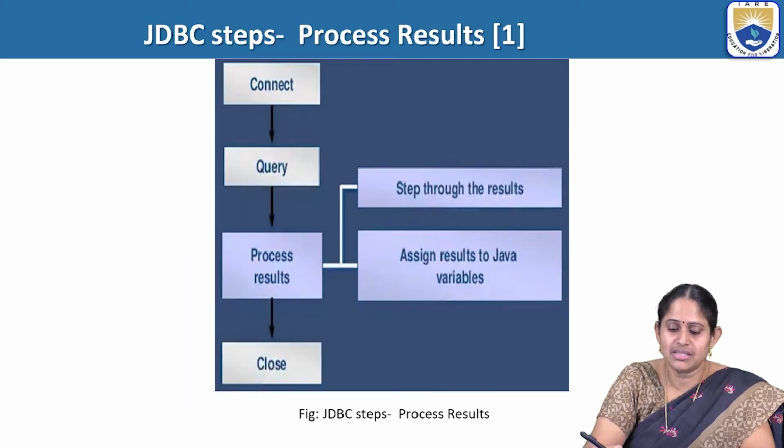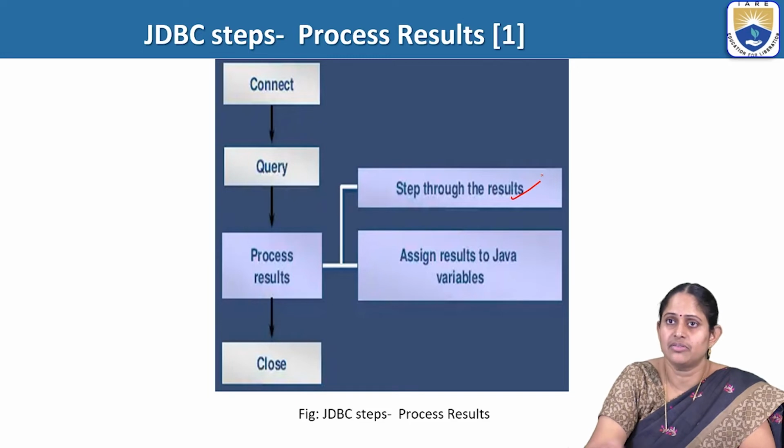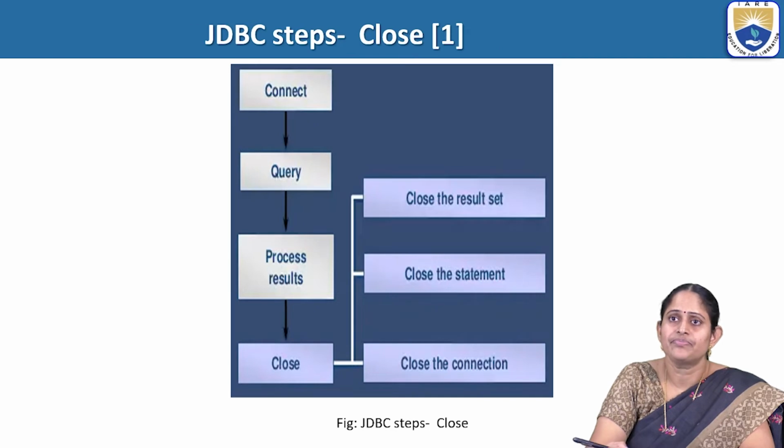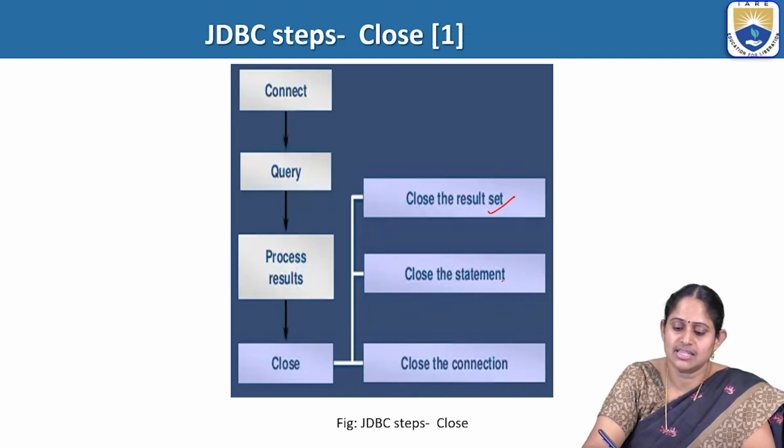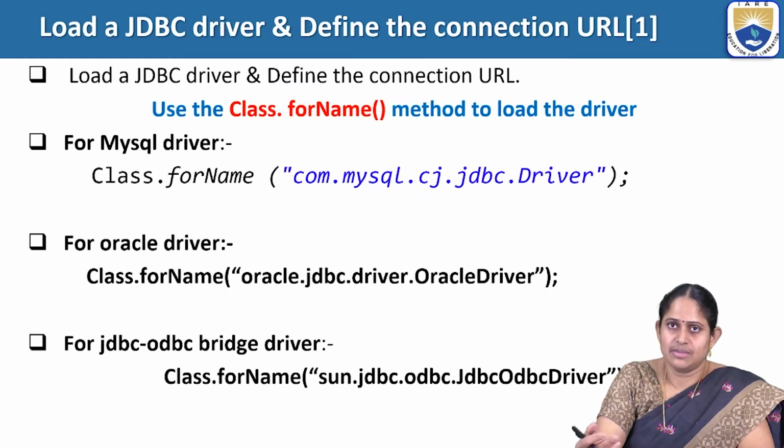Once the query is executed, it will return the result. So we have to go through the results, which will be stored in a table, and we have to extract those results and assign them to the Java variables, and then close the connection. So we have to close the result set, the statement, and the connection objects. So let's look into the steps in detail.